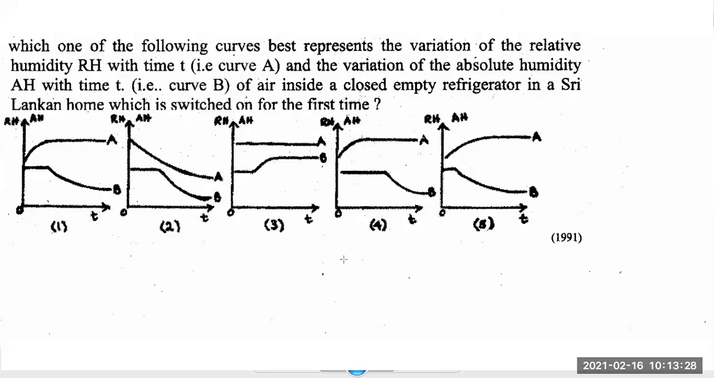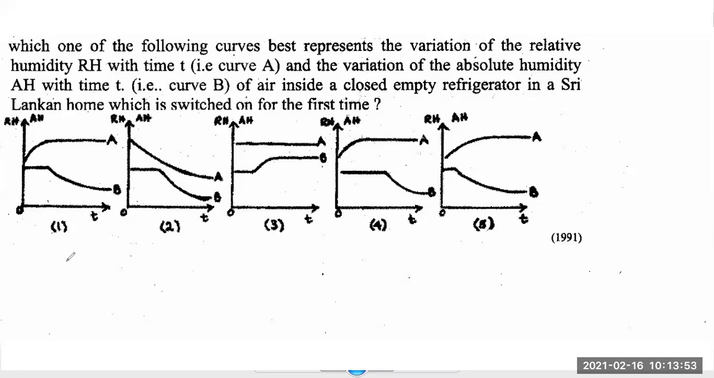Right, the next question is from 1991, another graph. In this question, they are expecting us to draw the graph of both relative humidity and absolute humidity. Let's see the question. Which one of the following curves best represents the variation of the relative humidity with time and the variation of absolute humidity with time of air inside a closed empty refrigerator in a Sri Lankan home, which is switched on for the first time?